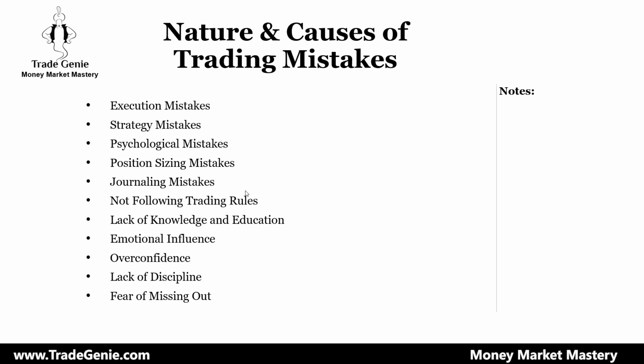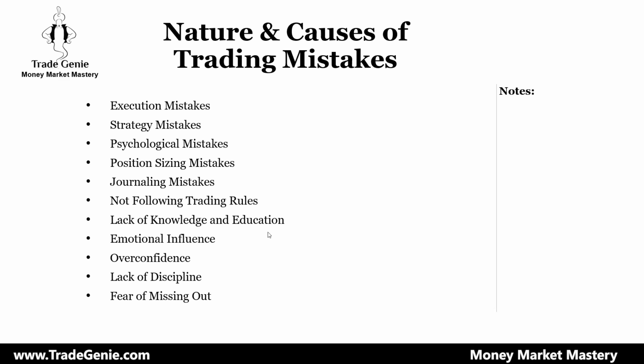Journaling mistakes. You're not doing any journaling. You don't bother doing your journaling because it's a time wasting activity. That's a mistake. You did not follow your trading rules, such as the stock was facing resistance and you went ahead. There was news coming out and you did not wait. There was a certain time of the day you're not supposed to open a trade, but you went ahead. So these are the mistakes.